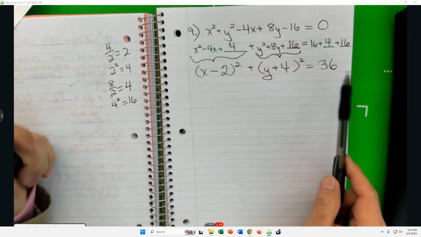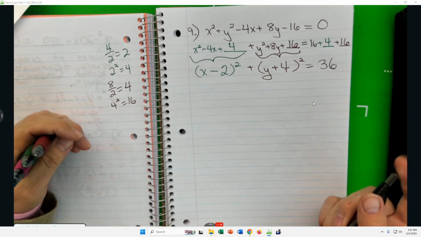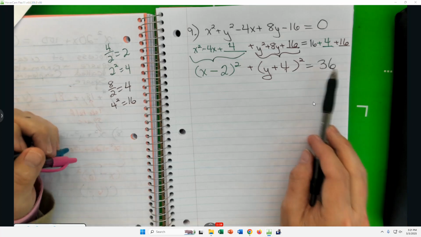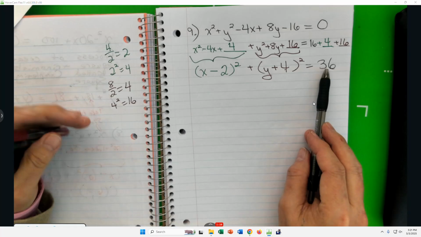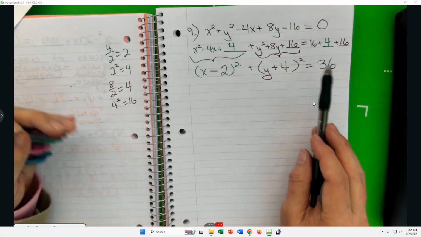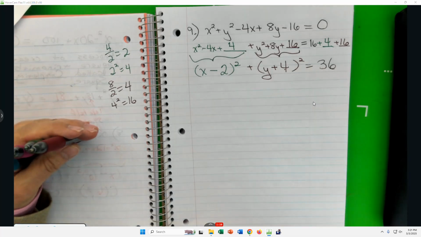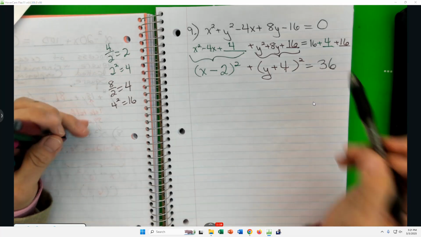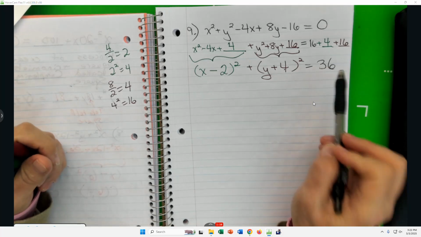Is this going to be a circle? Will this graph be a circle? Can you take the square root of this number and get a radius? It's this number over here that decides if it's a circle. If it had been a negative 36, you can't take the square root of negative 36. You get a 6i. You can't count 6i units. So in order to be a circle, this number must be positive, and it is.